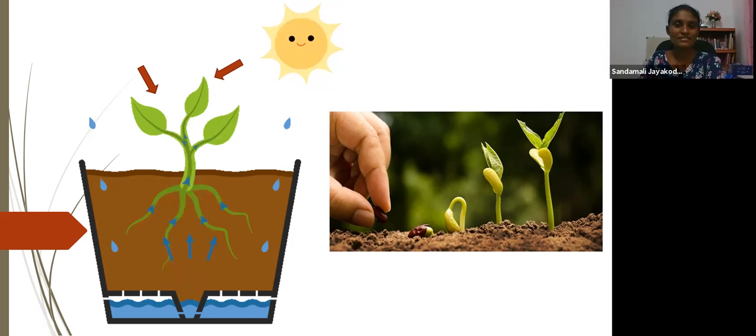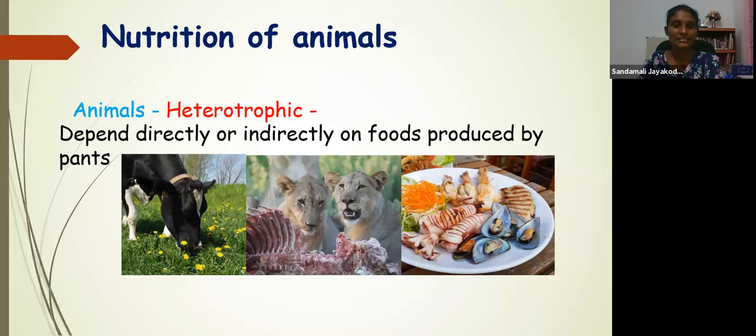Here it is mentioned about the nutrition of animals. Since animals depend on the foods produced by plants indirectly or directly, we call them heterotrophs. We saw that in that video. They have a heterotrophic mode of nutrition. What is this word, indirectly or directly?